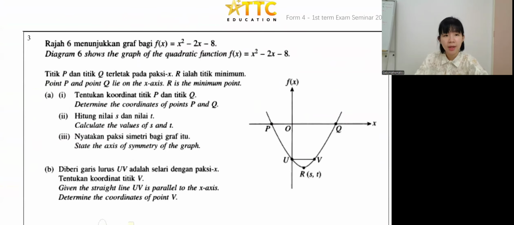Number 3. Diagram 6 shows the graph of a quadratic function. They give us f(x) equals x squared minus 2x minus 8. P and Q lie on the x-axis. Check, P and Q are both on the x-axis. Then R is the minimum point. Minimum point is always the lowest point.